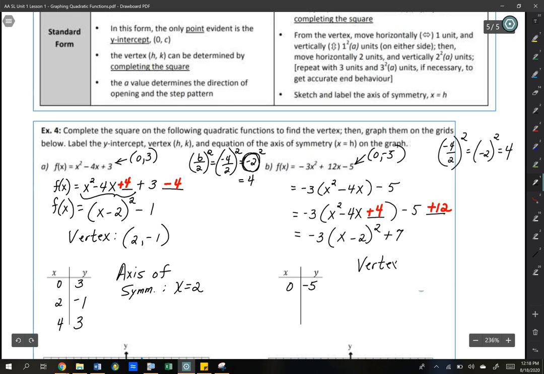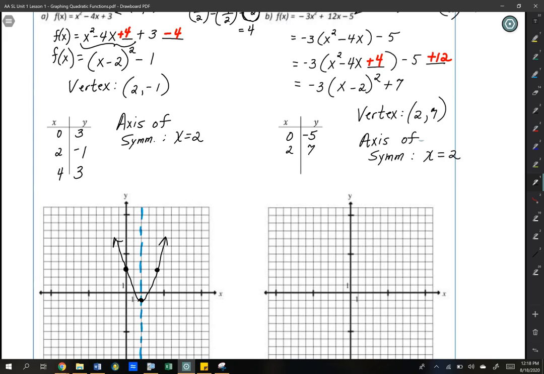My vertex is going to be (2, 7). And my axis of symmetry is going to be x equals 2. All right, phew, that one was pretty hard. We have 0, we have 2. I'm just going to add a value of 4 here. If I put 4 into my function, I get -5. All right, we need at least 3 values when we're drawing a parabola. All right, go ahead and sketch your graph.